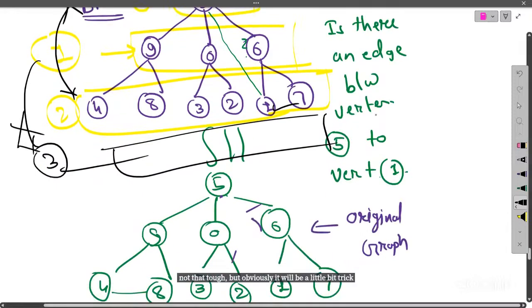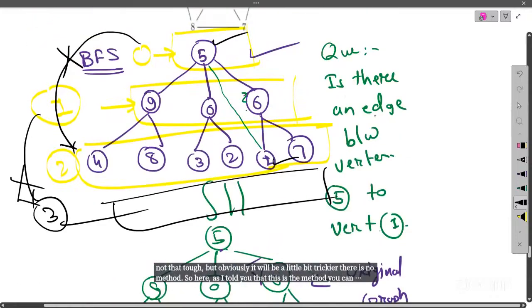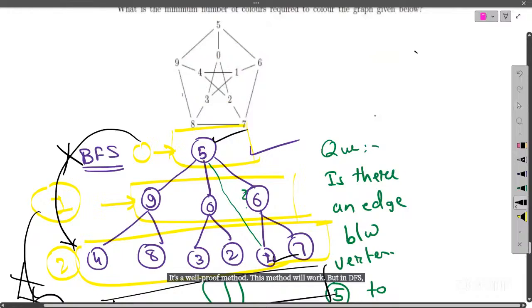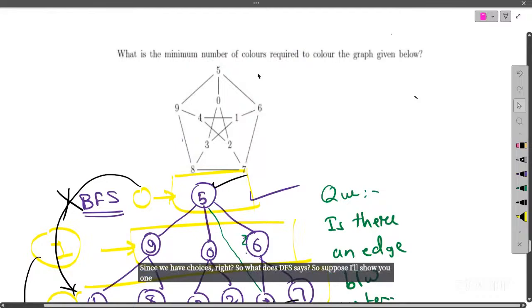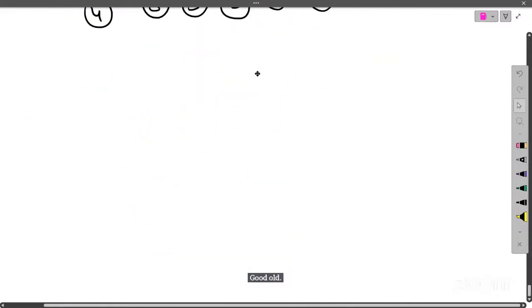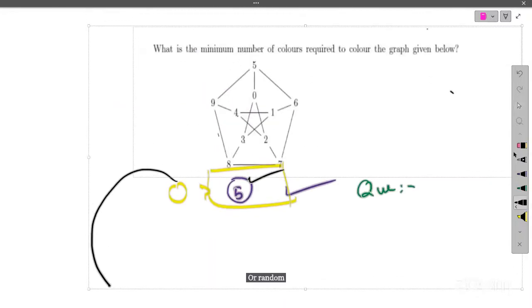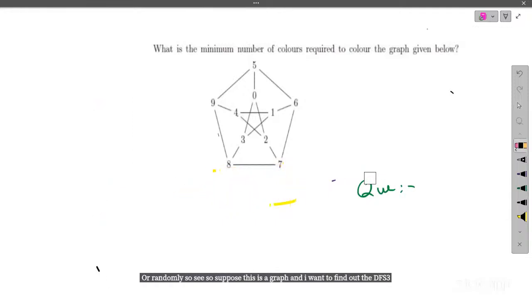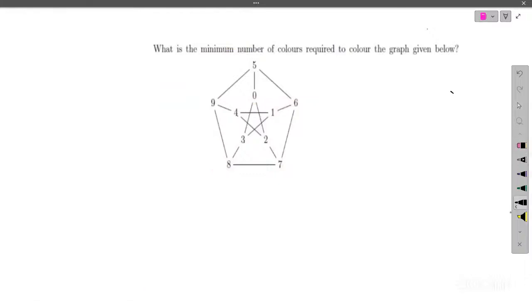There is no such method. Here, as I told you, this is the method you can follow, right? It's a fool-proof method. This method will work. But in DFS, since we have choices, what does DFS say? Suppose I show you one graph, to see how randomly DFS works. So suppose this is a graph and I want to find out the DFS tree for this particular graph.